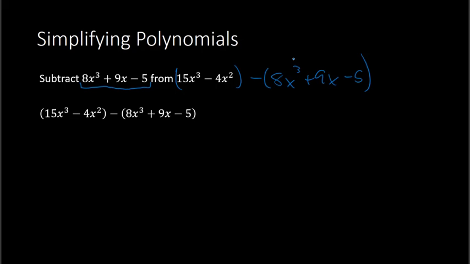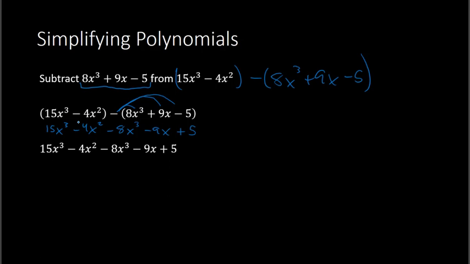And then from here you can simplify. So just be careful once again with the minus. So here we have 15x cubed minus 4x squared. Then we have minus 8x cubed. And the minus goes to everything. So minus 8x cubed minus 9x and minus a negative 5, which minus the negative would be a positive. So we have this expression that we can then simplify by combining like terms.